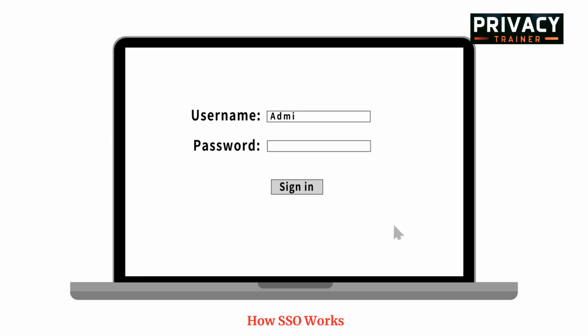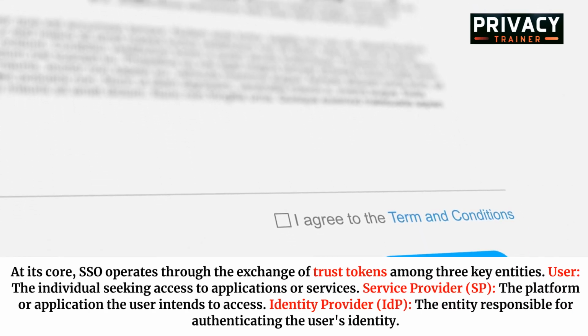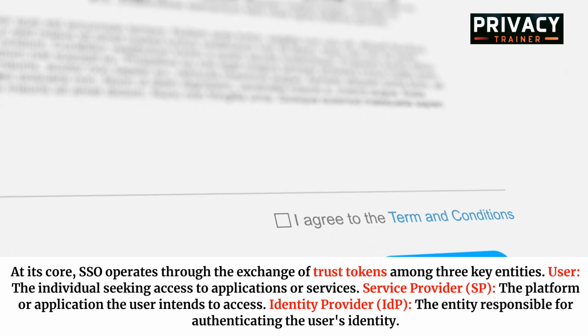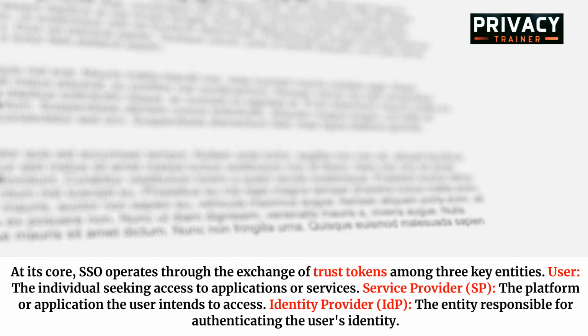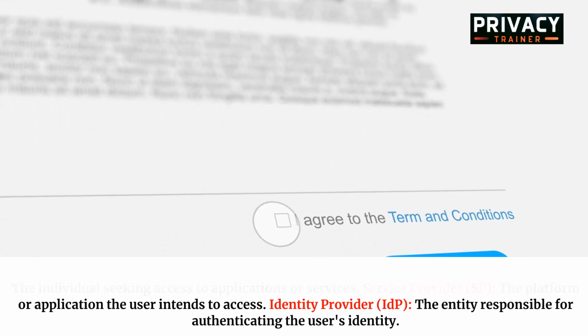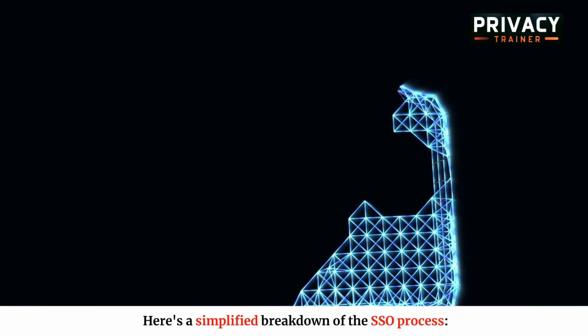How SSO works. At its core, SSO operates through the exchange of trust tokens among three key entities. User, the individual seeking access to applications or services. Service provider, SP, the platform or application the user intends to access. Identity provider, IDP, the entity responsible for authenticating the user's identity. Here's a simplified breakdown of the SSO process.